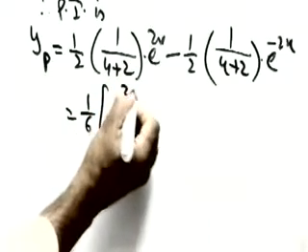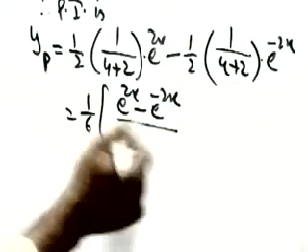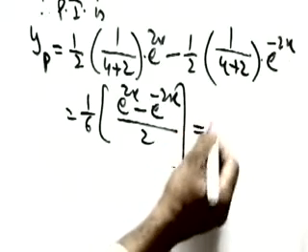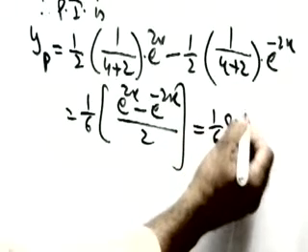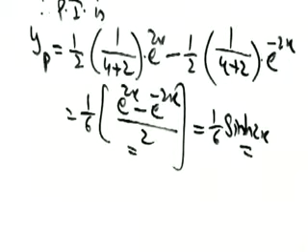So 1 by 6, if you take it out common, what is left here? e power 2x minus e power minus 2x, divided by 2, you write here. Again this is the formula for sinh. So we can write it like this, 1 by 6 into sinh 2x, or you can leave it here itself, no problem. So this is the question based on sinh x. Similarly, we can do cosh x.